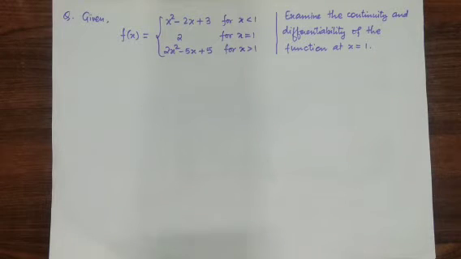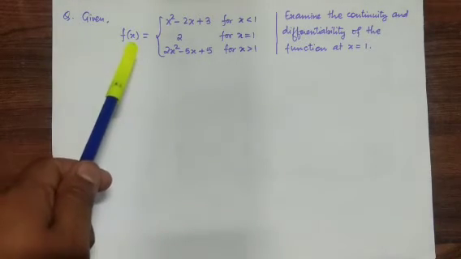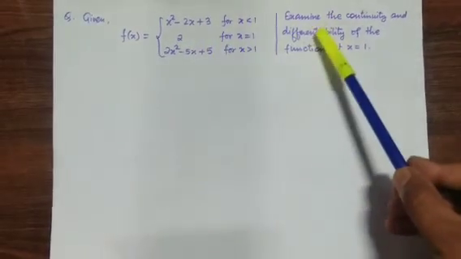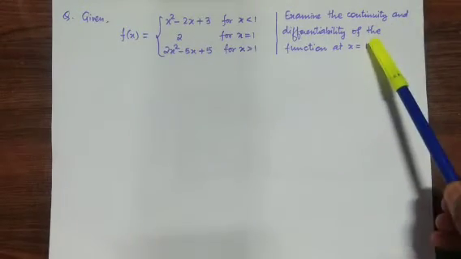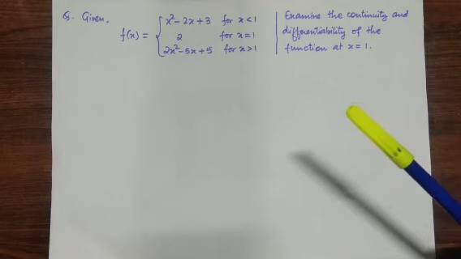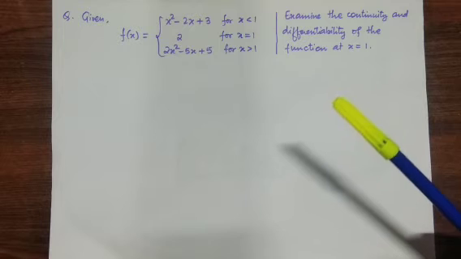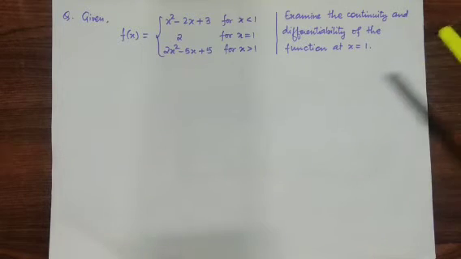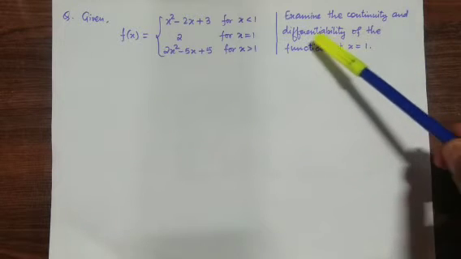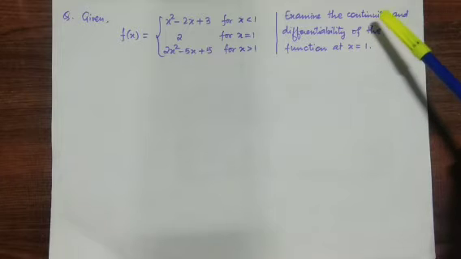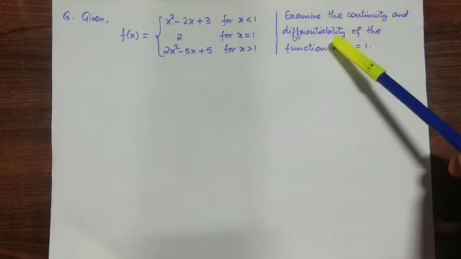Now let's have a look at this question. The question says, given f(x) equals this much. It's also a split function, and you have to examine the continuity and differentiability of the function at x equals 1. Just now we proved one very important theorem which said that every differentiable function is continuous. So it's better to go for differentiability first, because if the function is differentiable, then automatically the function becomes continuous. So instead of checking continuity first, we'll go for differentiability.